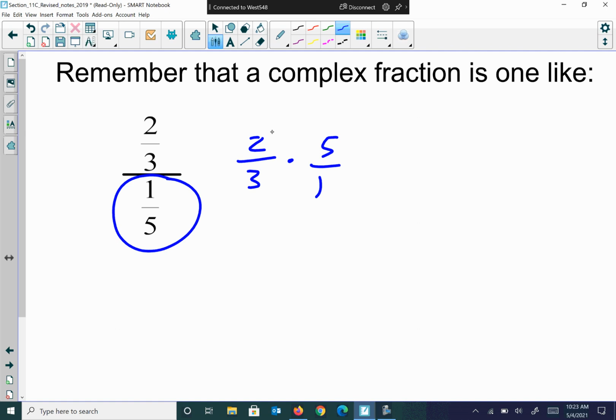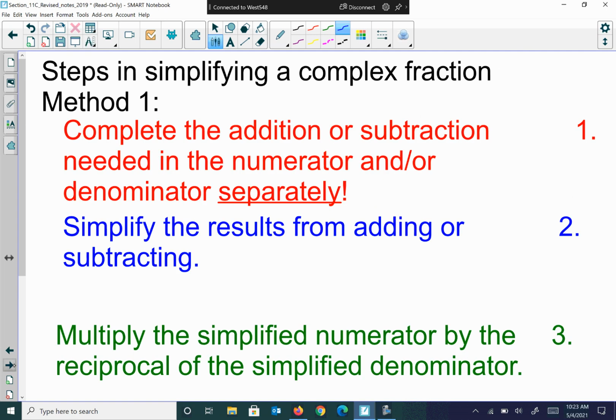Check to see if anything will reduce. 2 and 3 won't. 2 and 1 won't. 5 and 3 and 5 and 1 won't. So top to top is 10. Bottom to bottom is 3. Please don't turn things into mixed numbers. That's pretty okay, yes? Can I move on from that real complex, ugly, horrible fraction? All right. Those are just some guidelines.